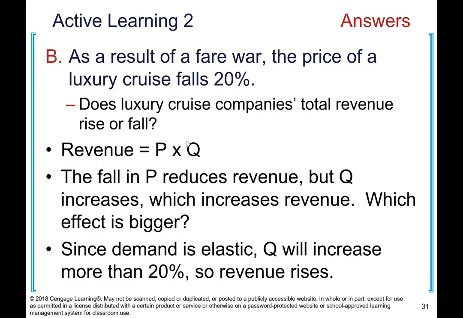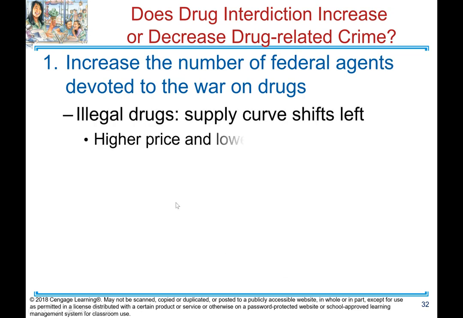Number B, as a result of a fare war, the price of luxury cruises falls 20%. Does luxury cruise companies' total revenue rise or fall? We know that when demand is elastic, revenue and price move in opposite directions. So the fall in price reduces revenue, but quantity increases, which increases revenue. Which effect is bigger? Since demand is elastic, quantity will increase more than 20%, so revenue will rise.